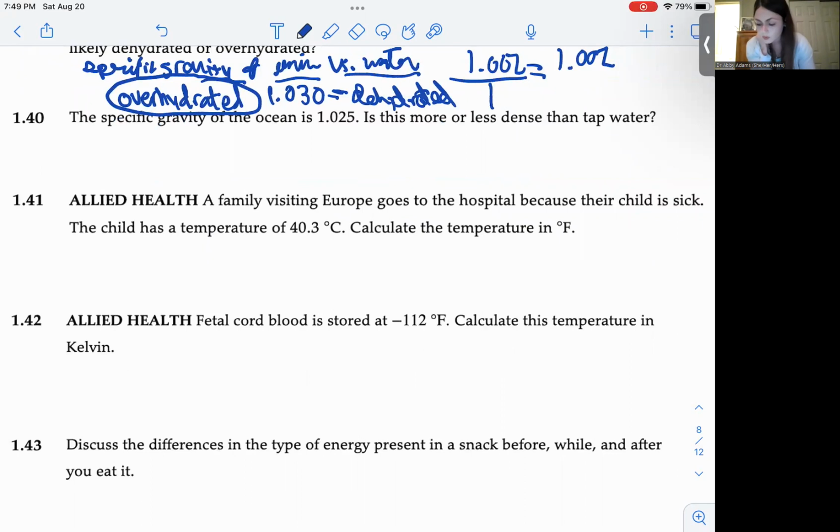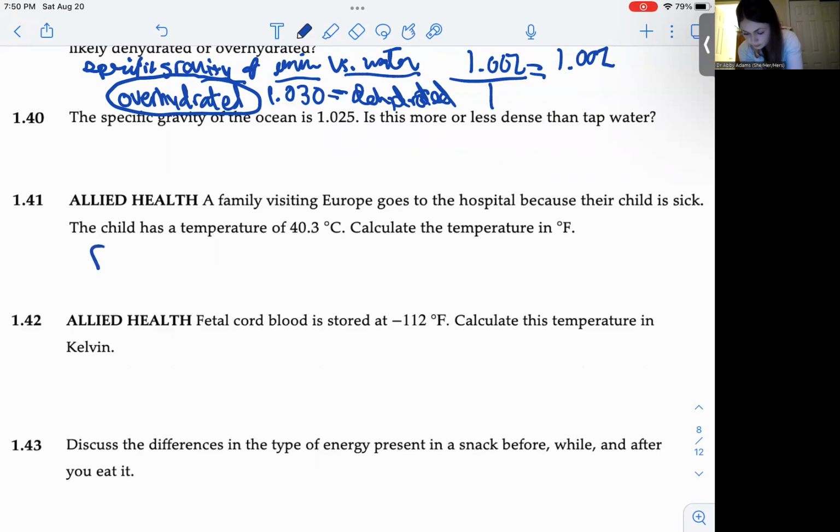Okay, 1.41, allied health. A family visiting Europe goes to the hospital because their child is sick. The child has a temperature of 40.3 degrees Celsius. Calculate the temperature in degrees Fahrenheit. All right, so you know you're going to have to use one of those formulas you've seen on the last slides. All right, 1.41. So we are given Celsius, and we need to know Fahrenheit.